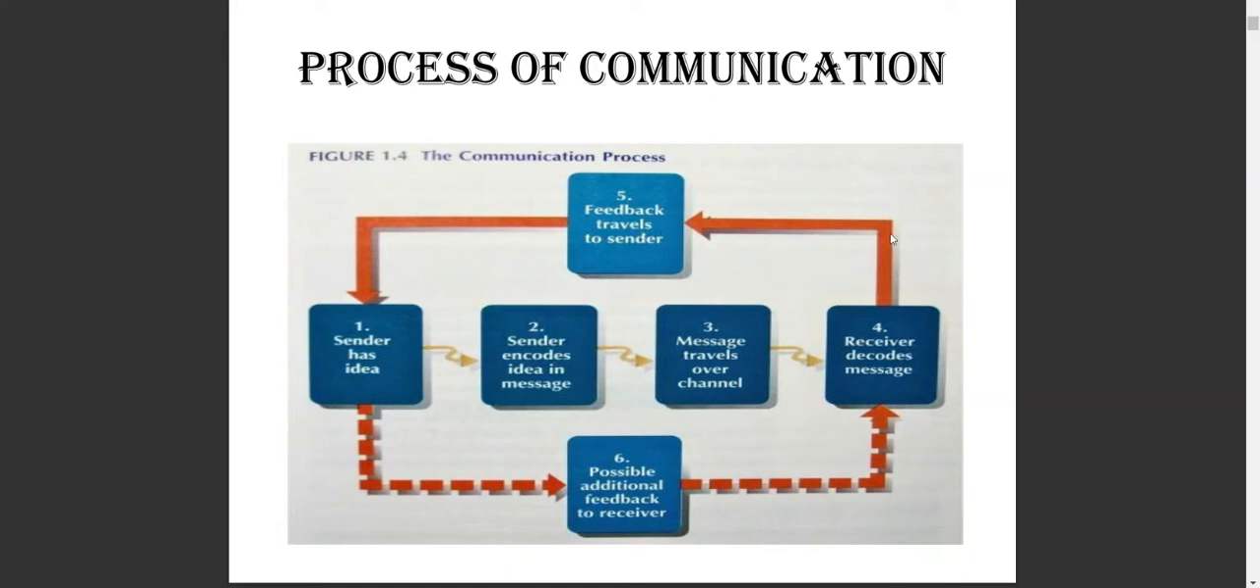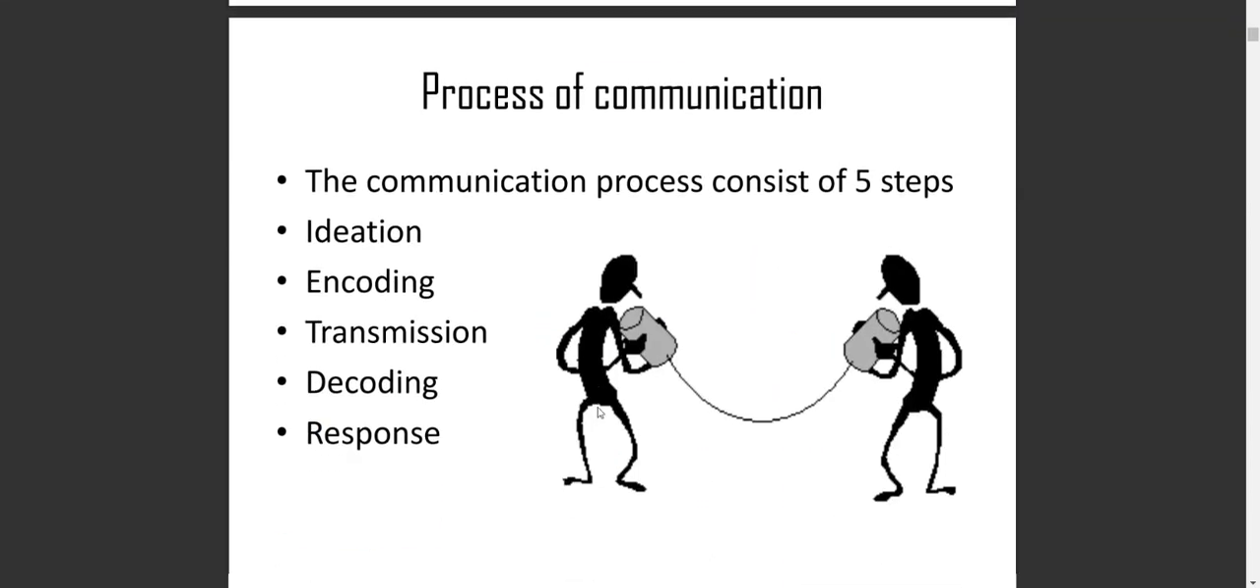So here you can see through the use of arrows, it has been depicted that the feedback is traveling to the sender. And now the sixth step is the possible additional feedback to the receiver. So it's a two-way communication between the sender and the receiver. So you can see the cyclic pattern of this process.